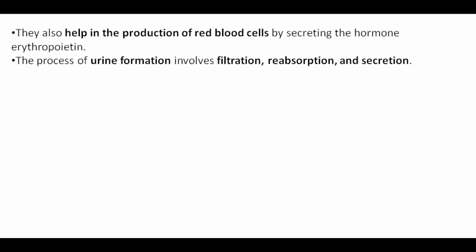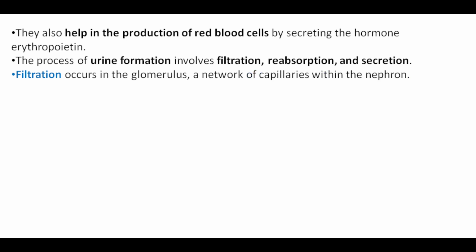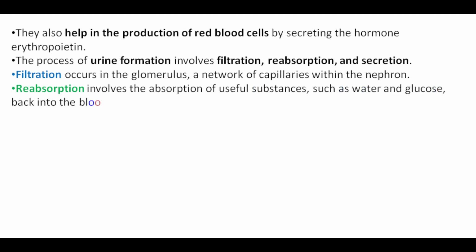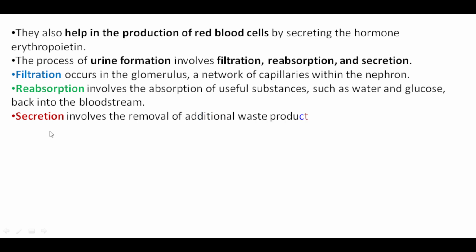The process of urine formation involves filtration, reabsorption, and secretion. Filtration occurs in the glomerulus, a network of capillaries within the nephron. Reabsorption involves the absorption of useful substances such as water and glucose back into the bloodstream. Secretion involves the removal of additional waste products and substances from the blood into the urine.